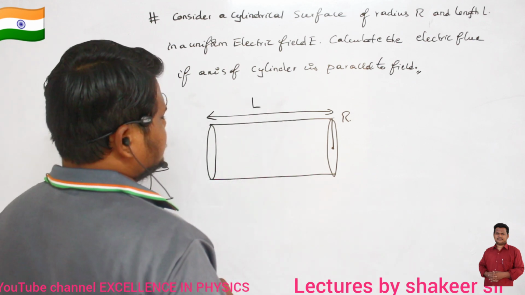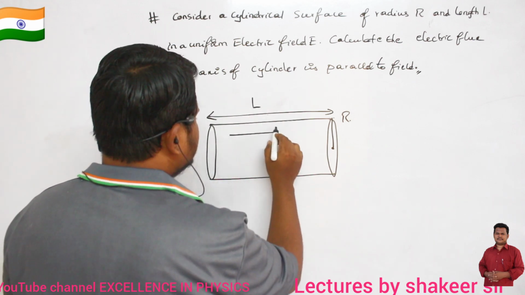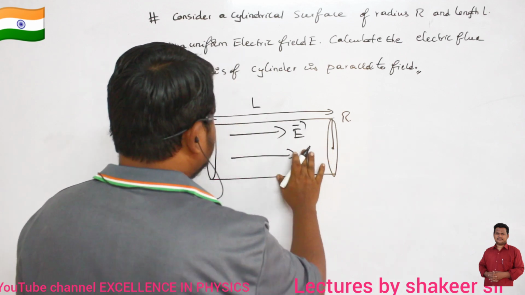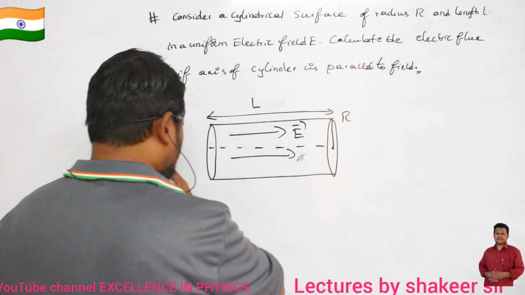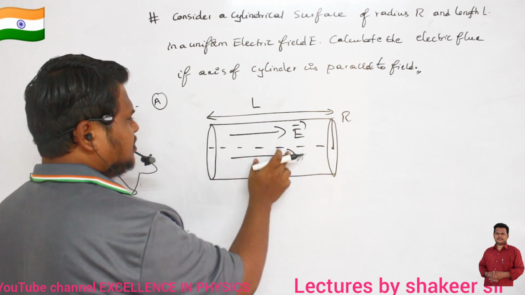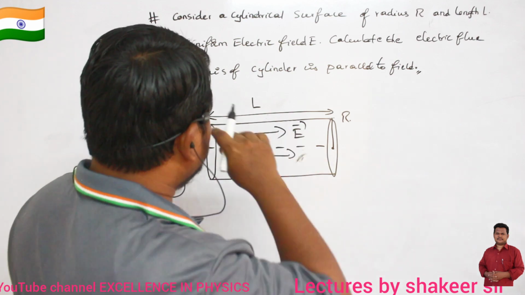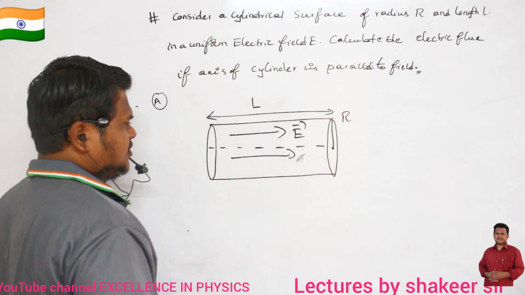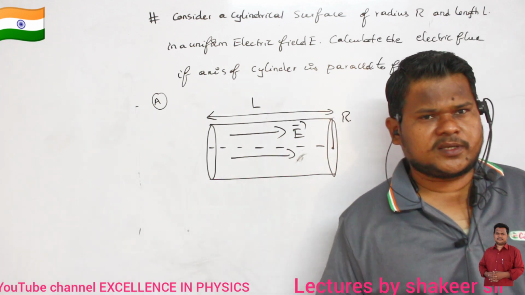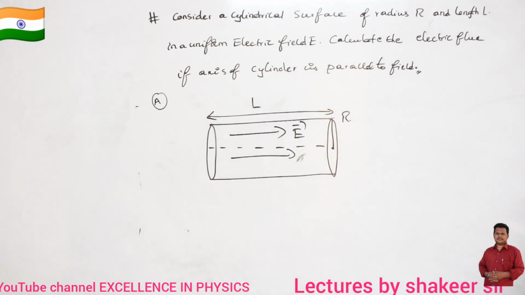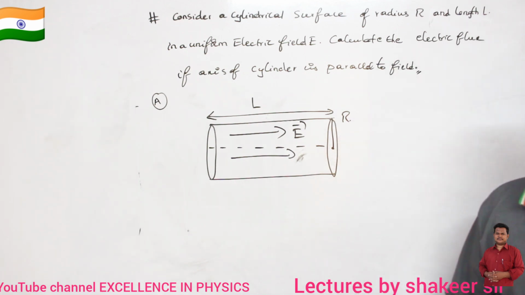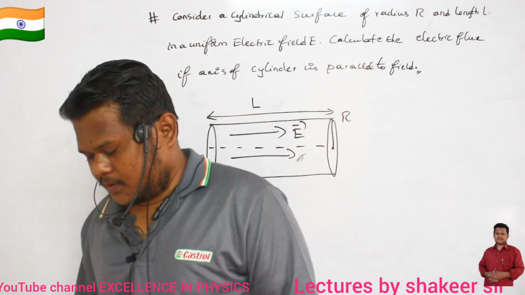Clear? Then what is the direction of electric field? Electric field is present in this direction. Okay? So, this is the axis of cylinder, no? So, axis of cylinder is parallel to the direction of electric field. Then, what is the flux coming out of this cylindrical surface? So, how much flux is entering into this one? How much flux is leaving into this one? So, can you say, how can I calculate? Anybody?